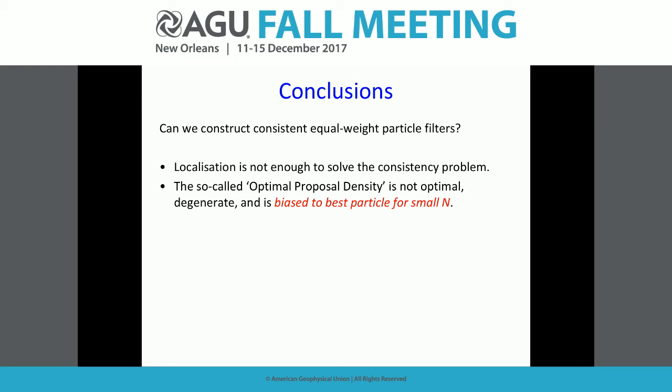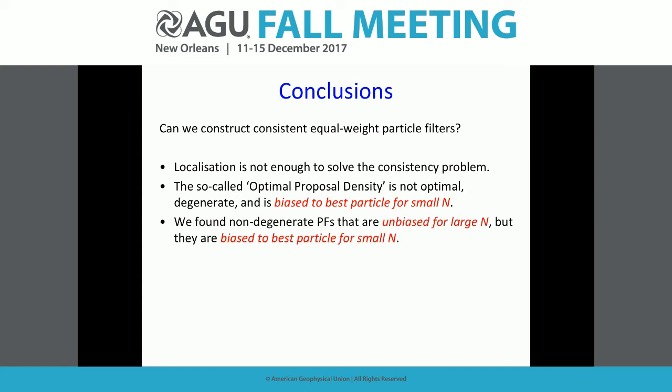And it's biased for a small number of particles. And I showed you that we can construct equal weight particle filters, but again, they have a nice limit when we have an infinite number of particles, but that limit is not relevant. The n going to infinity limit is not of interest for geophysical particle filters, because we can never reach that limit. We are really interested in small n behavior.